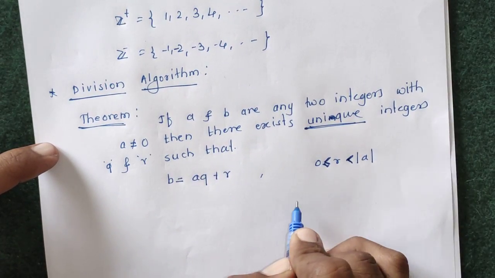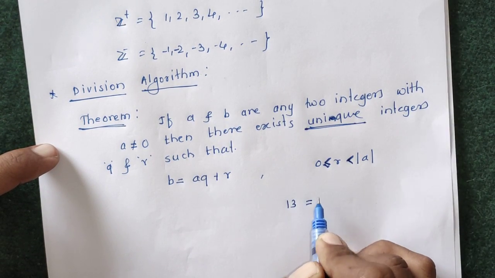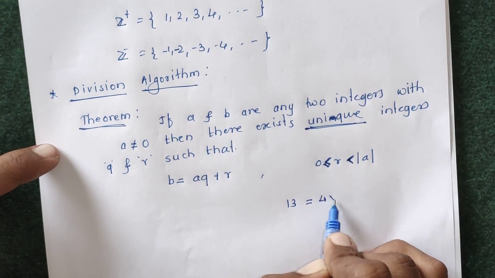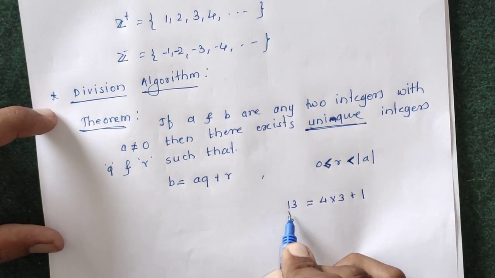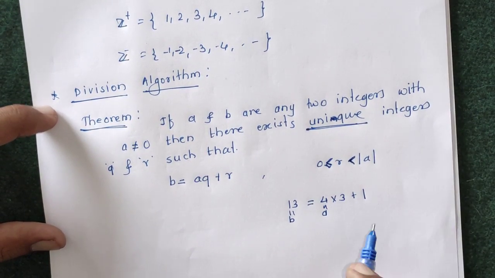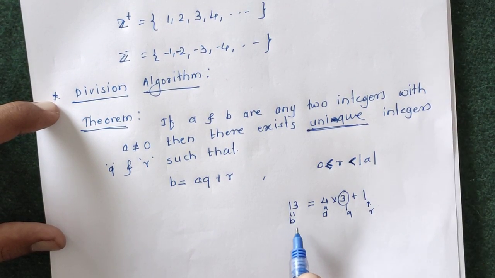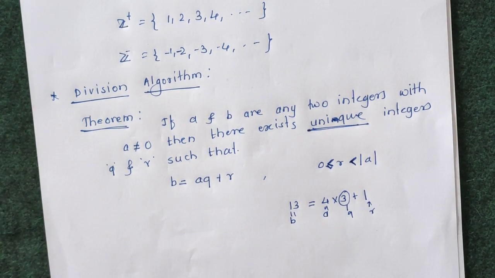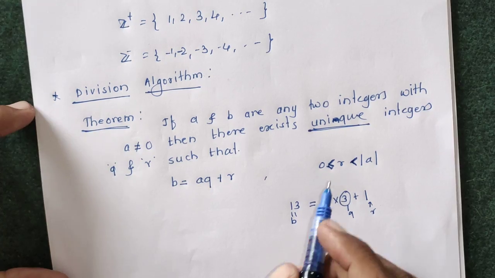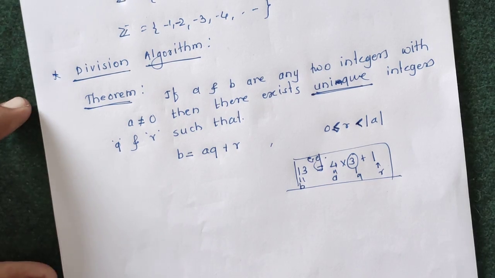For example, if we divide any number, suppose 13, we write 13 as 4 into 3 plus 1. So if b is equal to 13 and a is equal to 4, then there exist unique integers q and r such that b is written in the form b equals aq plus r. Here q is the quotient and r is the remainder. When we divide any number by another number, we get some quotient and some remainder. This is our division algorithm. This is just an example, you don't need to write it in your notes.